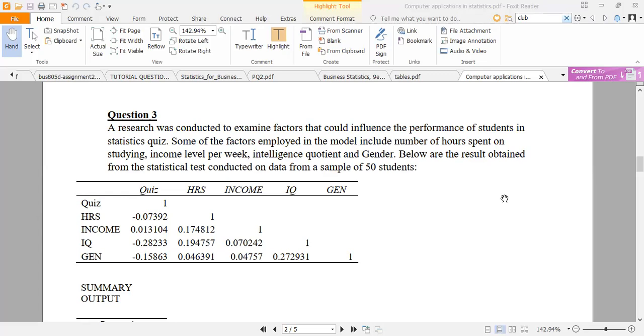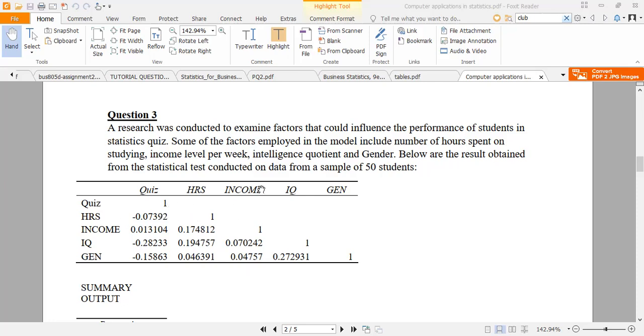In this video, a tutorial video, I have used a regression output to go over the concepts of regression. The question says that research was conducted to examine factors that could influence the performance of students in a statistics quiz. Some of the factors explored in the model include the number of hours spent on studying, income level per week, intelligence quotients, and gender. Below are the results obtained from the statistical test conducted on a sample of 50 students.